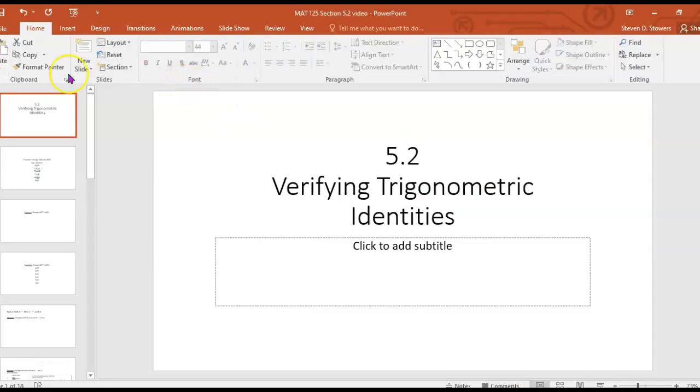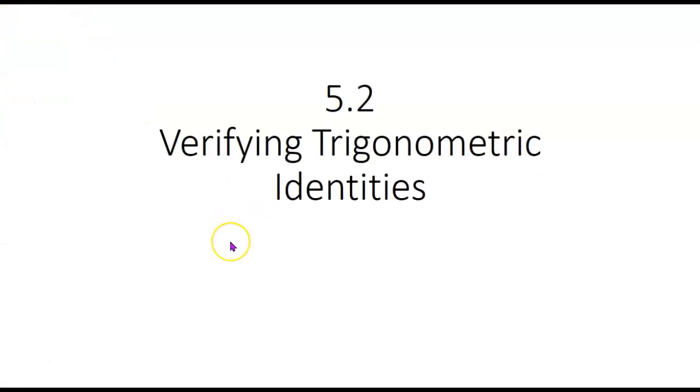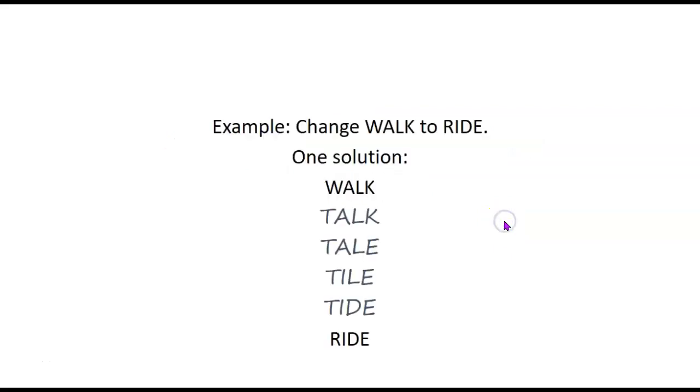Some trigonometric identities. So what's that all about? Well, maybe you've seen that word game where you change one word into another by changing one letter at a time, each time making a legitimate English word. So for example, to change walk to ride, one way to do it would be change the W to a T to get talk, K to E, tale, A to I, tile, L to D, tide, and then T to R, ride.